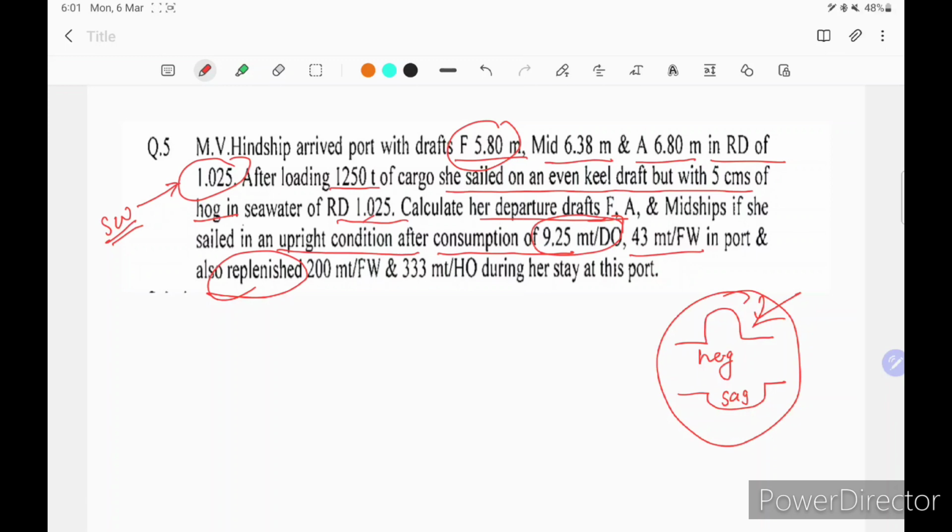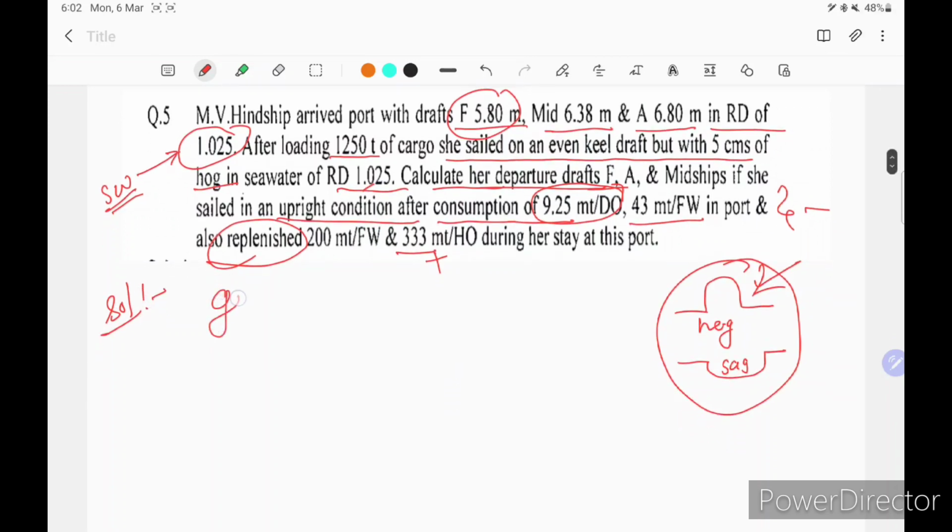Calculate her departure draft. Here we have to calculate forward, aft and midship draft. If she sailed in upright condition after consumption of 9.25 metric tons of diesel oil and 43 metric tons of freshwater in port, and also replenished 200 metric tons of freshwater and 33 metric tons of... So this one we load and this one we consume. Let's see how we'll solve this question.